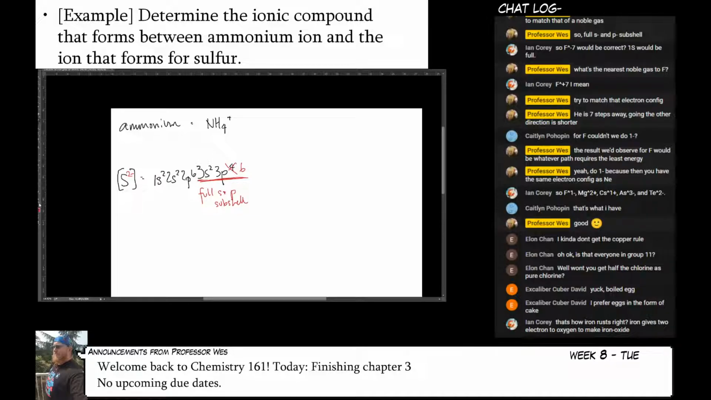So that means that the ions that I'm working with here are NH4 plus and S2 minus. Well, the charges don't balance out, so I need more of something. If I add another one of these, now the charges do balance out. So the formula I must have is 2 ammonium and a sulfide. So this would be the formula between ammonium and sulfide.